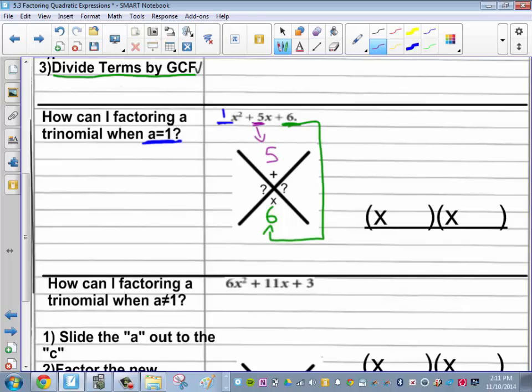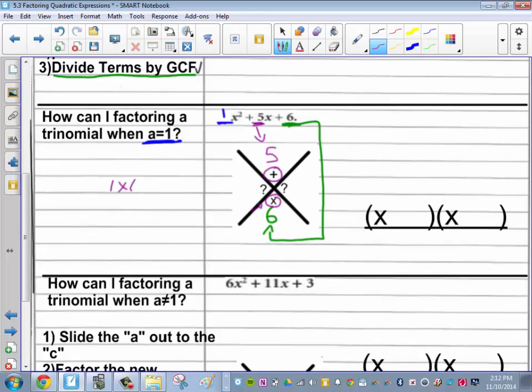Okay, now this is where you have to think. You've got to ask yourself, what times what is 6 that adds together to be 5? And so this is usually how I go about it. I first start with focusing on the multiplication part right here. What times what is 6?